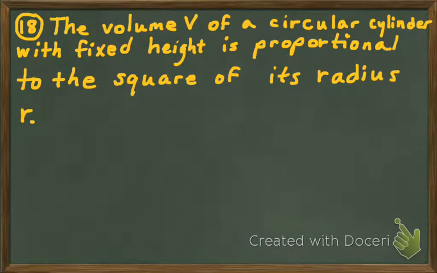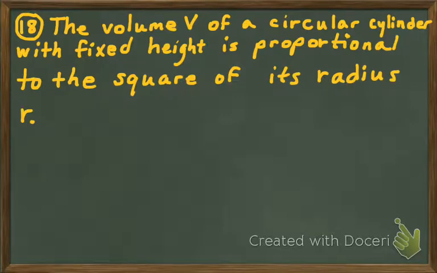And then for our next problem, number 18, we have a set of directions for this. In fact, we're going to do 3 of these, 18, 20, and 22. We're to write the statement as a power function equation. Use k for the constant of variation where 1 is not given. So in number 18, we are given that the volume V of a circular cylinder with fixed height.